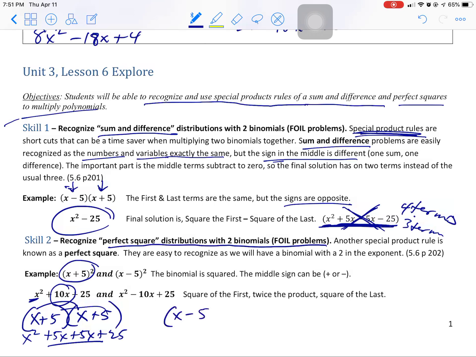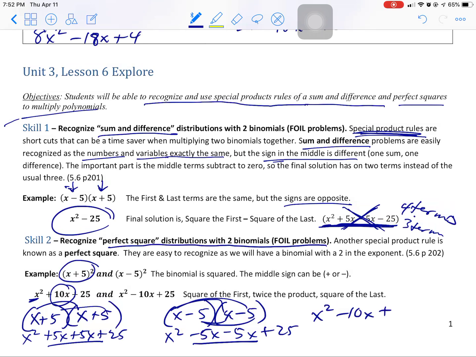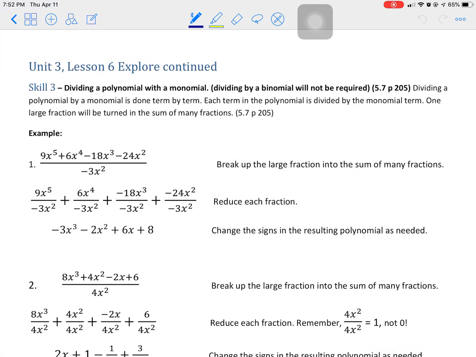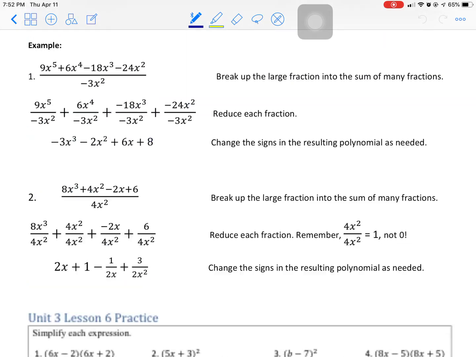Even if it's a negative in the middle with the same terms, this is going to be x squared, negative 5x, negative 5x. It's going to repeat itself, plus 25. This doesn't go away, so don't rush through that step. You're going to end up with the 3 terms. It's only when the signs are opposite do you end up losing a term. Okay? I'll do the rest on the other one.